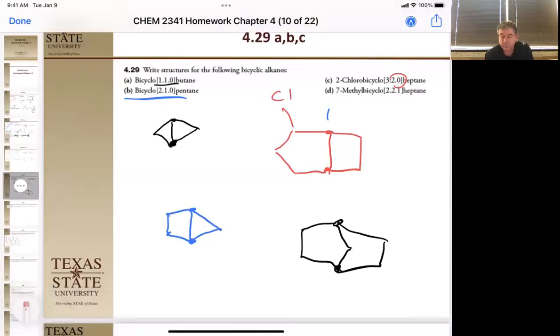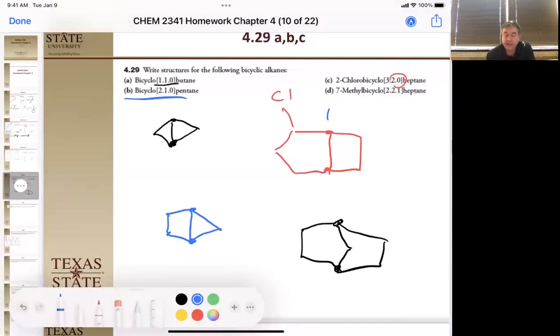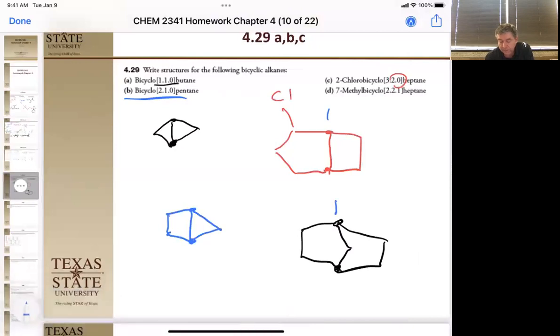So let's count our carbons. 1, 2, 3, 4, 5, 6, 7. We have 7 carbons. That's perfect. Now let's number it. Okay, we have to number from 1. We have to go around one of the larger bridges. Since the left and the right both have the same number, we're going to go 1, 2, 3, 4. Then our next biggest bridge would be 5, 6, and our last one would be 7.